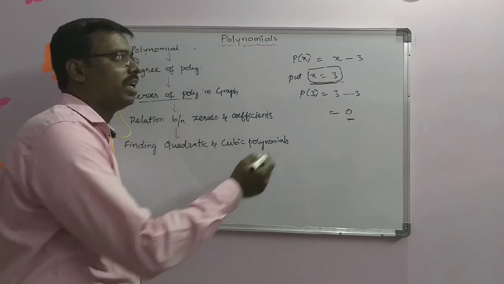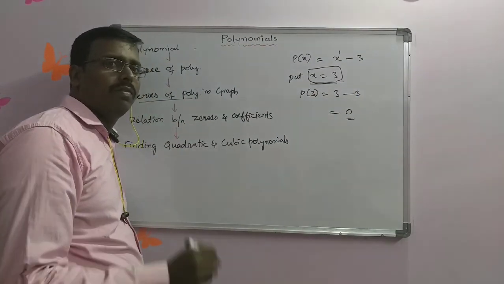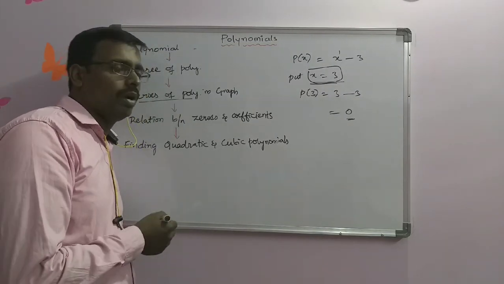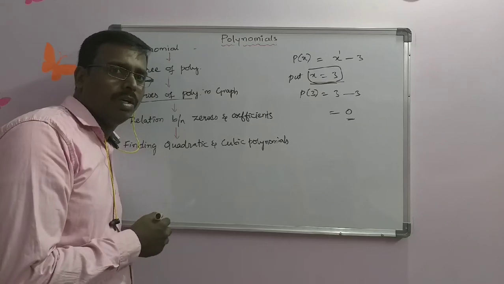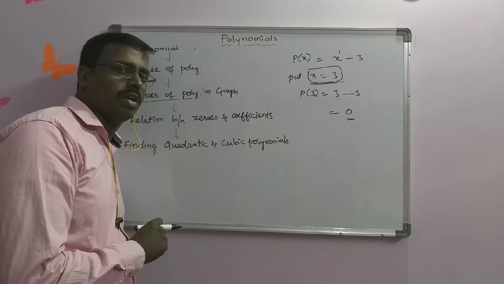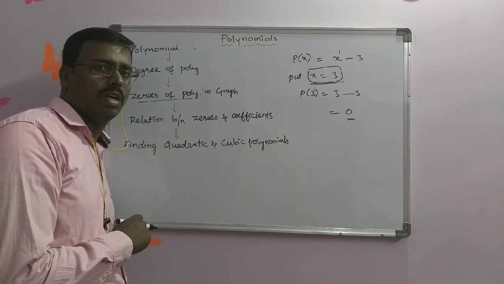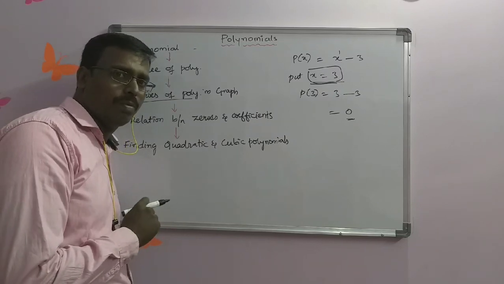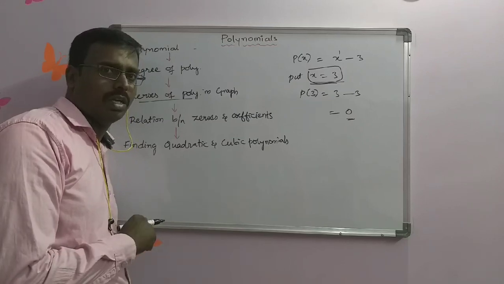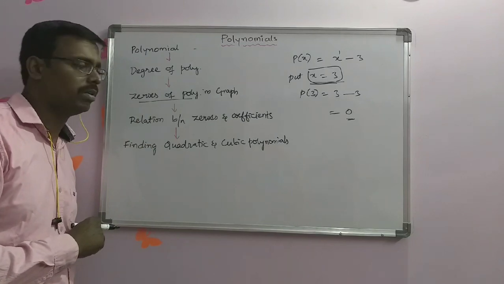Zeros of the polynomials for different polynomials are different. If it is a linear polynomial, means if it is degree 1, we have exactly 1 zero of the polynomial. If it is a quadratic polynomial, means degree 2, then we will have at most 2 zeros. Then coming to degree 3, we call it a cubic polynomial. What will be the zeros for them? At most 3 zeros. So we have learned the number of zeros for the different types of polynomials.